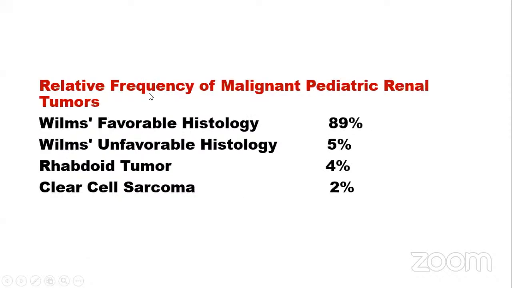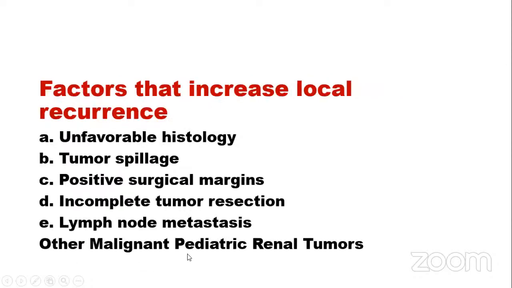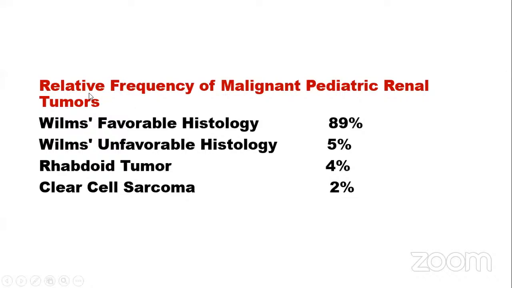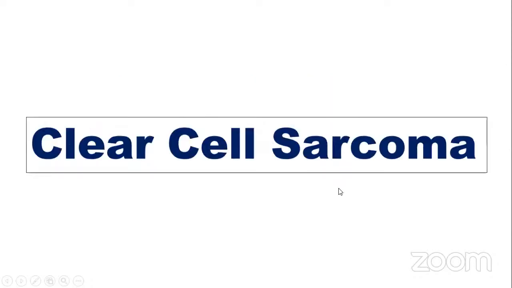Other pediatric malignancies. We'll speak about the relative frequency of malignant pediatric renal tumors. We have Wilms favorable histology at 89%, Wilms unfavorable histology at 5%, rhabdoid tumors at 4%, and clear cell sarcoma at 2%.